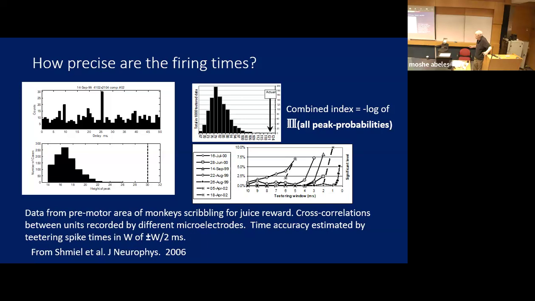Shmuel did this for 8 days, and for 1 day, the accuracy is better than 0.5 millisecond. The timing of the spikes was recorded with 0.1 millisecond accuracy. So in one of the pairs, the accuracy of timing is at least 0.5 millisecond. This is only one case, but it's very strange.